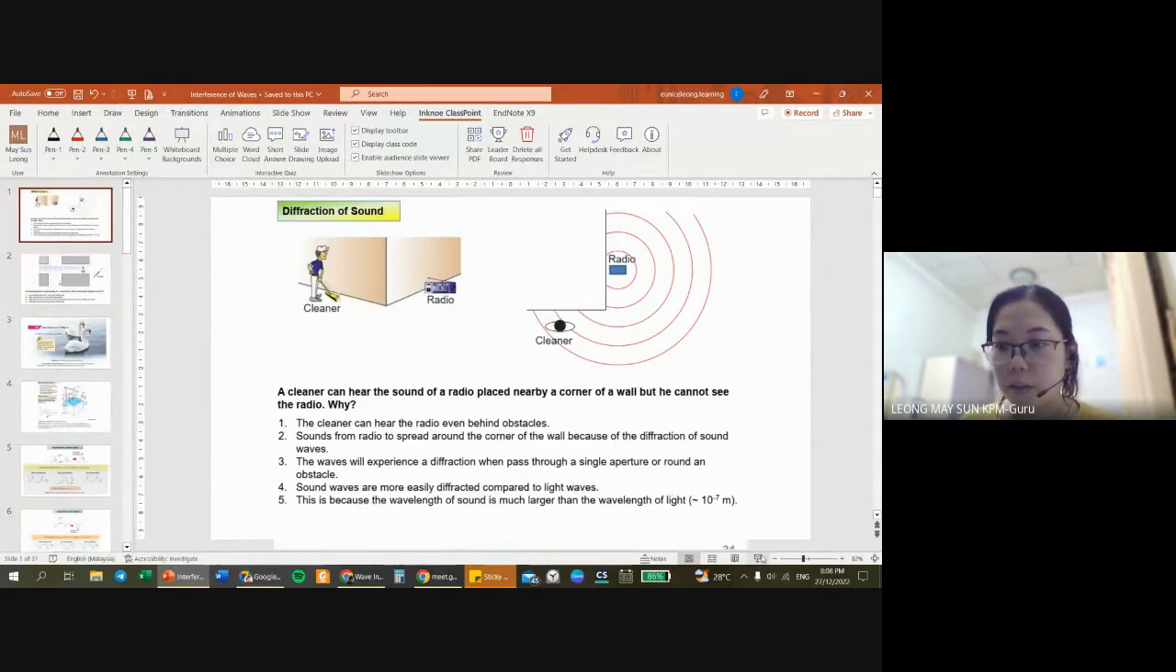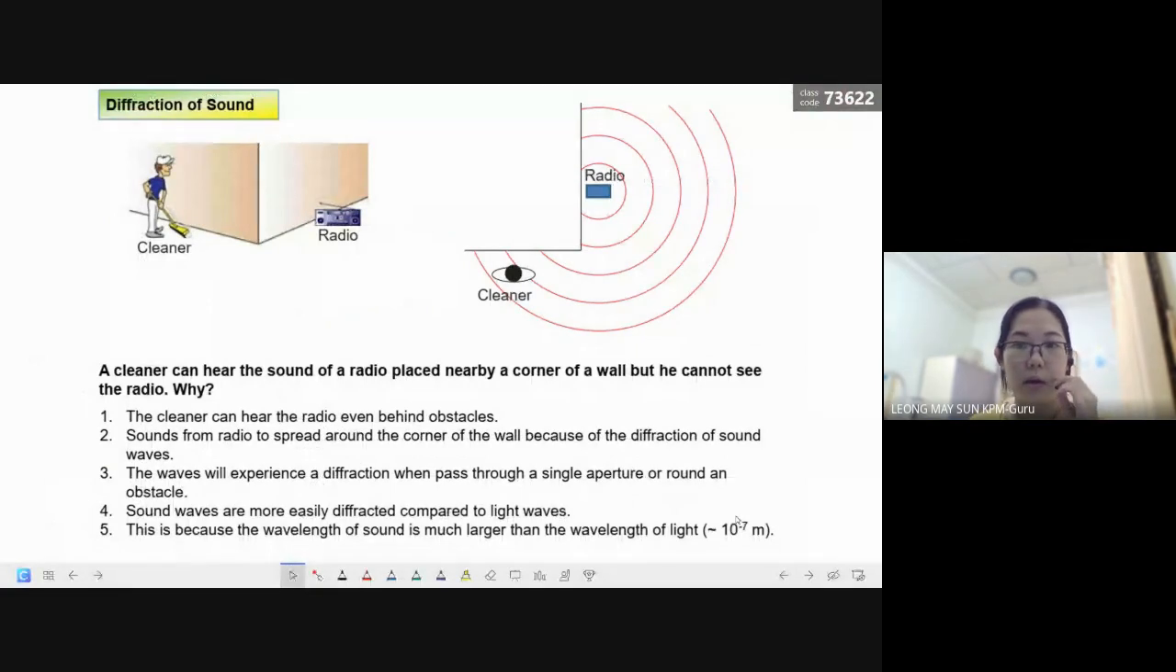Before we go into interference, I found these two slides that I don't think I mentioned to you guys previously. Because this is an application of diffraction of sound, so I thought of explaining this a little bit.